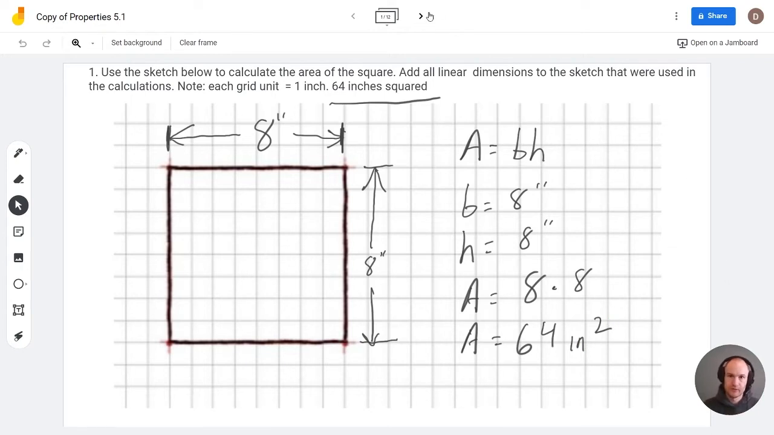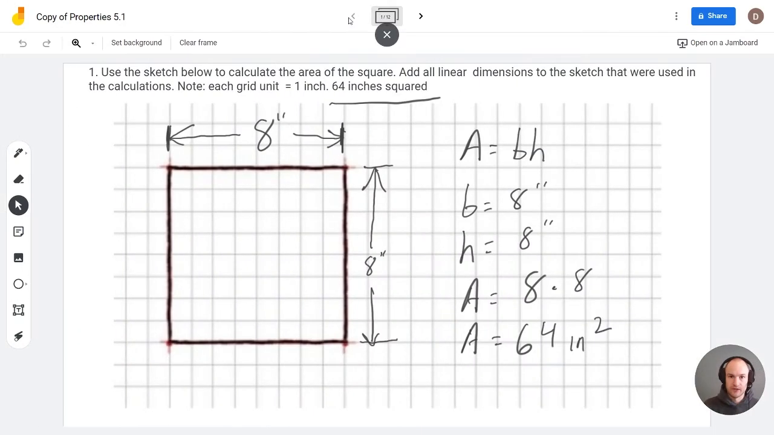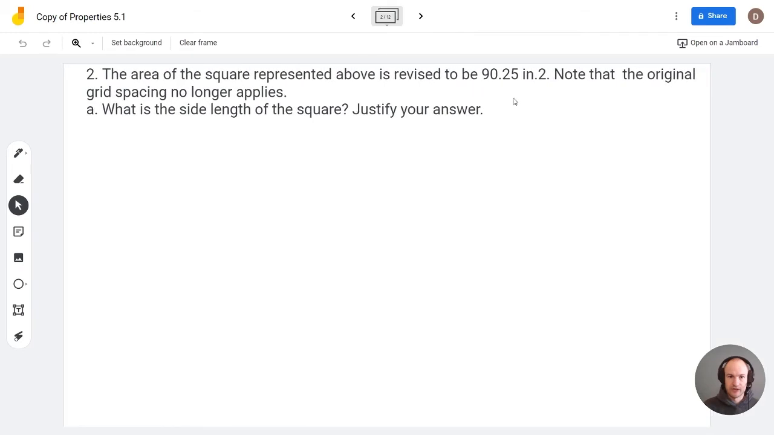But we're going to take this information with number 1 and we're going to modify it a little. So looking at number 2, the area of the square represented above, so the one we just did, so that would be this one right here. So the area of this square, they're saying, has been revised so that it is now 90.25 inches squared. Note the original grid spacing no longer applies. So for question A, what is the length of a side of the square? You've got to justify your answer.